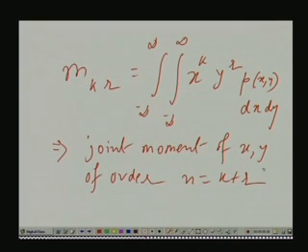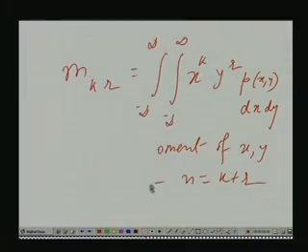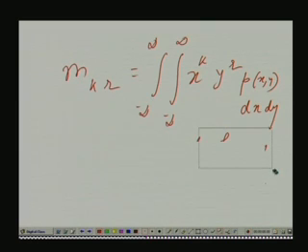So, it is very much similar to the moment that we dealt with for a single random variable case. It is a generalization of that to two variables. Certain things follow easily. What is M10? That means x to the power 1, that is x, y to the power 0, that is 1, x, p x comma y dx dy.